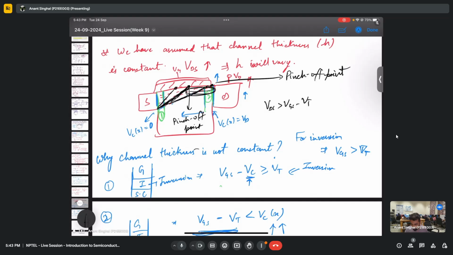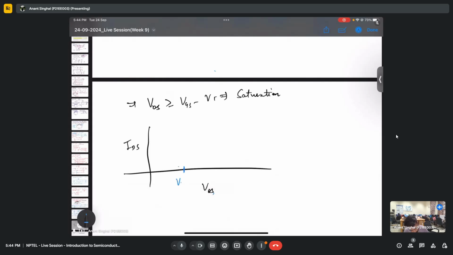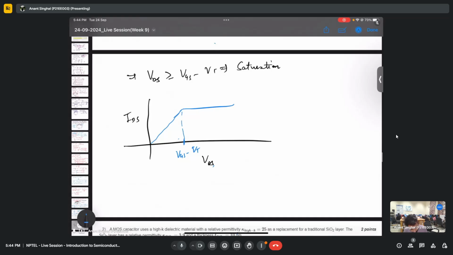After this, even if you increase more and more VG, what will happen? There will be no further formation of inversion layer, and that is what we call that if this VDS is greater than or equal to VGS minus VT, we call this region saturation because the current saturates basically. By saturates, what I mean is, we have done two experiments now. Say this is VDS, this is IDS. We had a certain voltage which is VGS minus VT. Before that, the current was almost linear, and after that, it is saturating. This is a very ideal plot of how ID versus VD looks like.